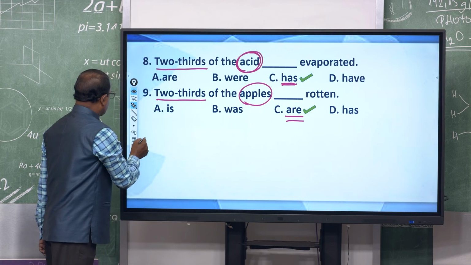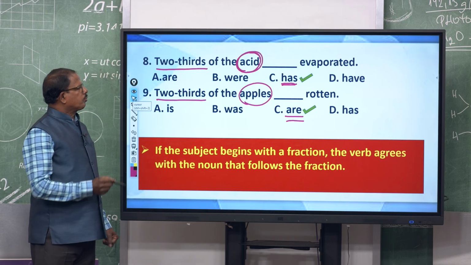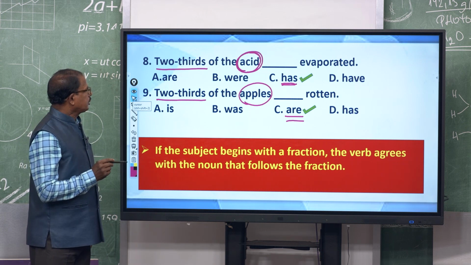Now you see the principle: if the subject begins with a fraction, the verb agrees with the noun that follows the fraction, right.